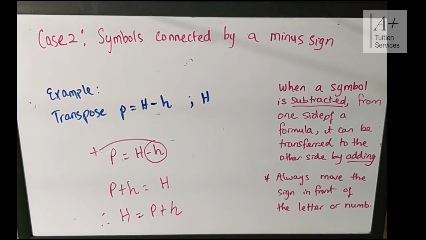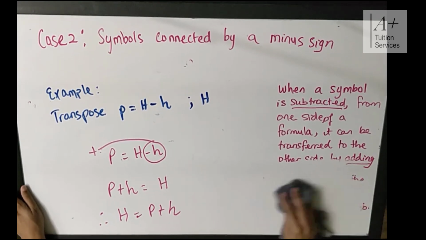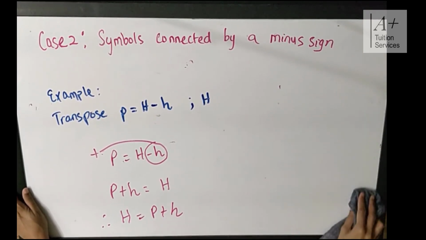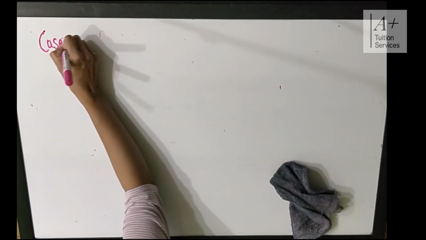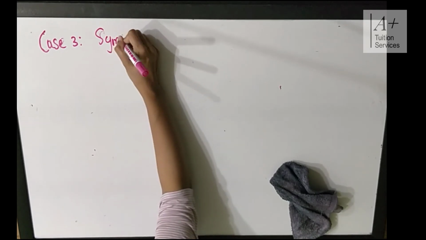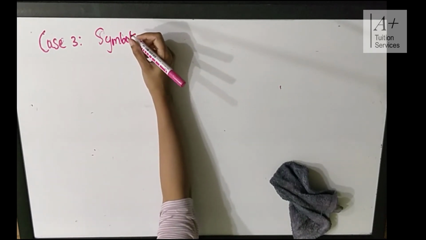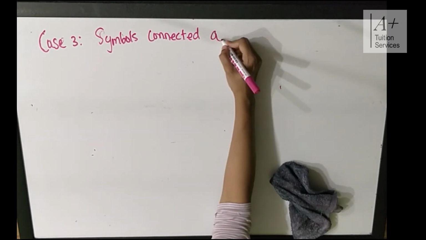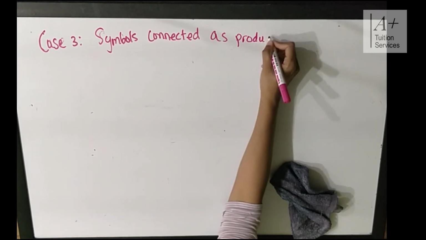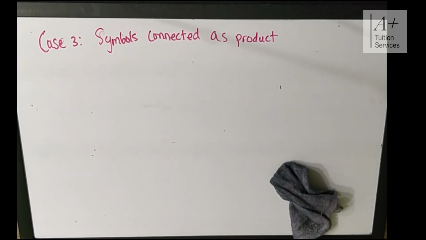Now we move on to case 3. And it's just seven cases, so we're moving ahead. Case 3 now talks about products, which is multiplication. So case 3, let me write it. Case three, symbols connected as a product. And when we talk about products of numbers, we mean that two numbers are multiplied to each other. And this you should have learned from primary school, right?